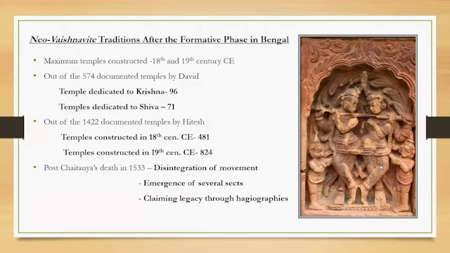One would obviously be curious as to why it took almost more than 2 centuries post the demise of Chaitanya in the early 16th century for this proliferation in temple building to occur. The new Vaishnavite movement saw its disintegration in the form of several sects post the death of Chaitanya in 1533. These sects claimed to be carrying the true legacy of Chaitanya and validated their claims through the hagiographies.